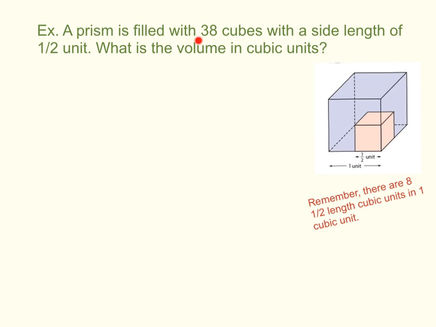A prism is filled with 38 cubes with a side length of half of a unit. What is the volume in cubic units? So, like our jewelry box had 84 cubic units, say this prism has 38. And to find the cubic units, we're just going to take that number and divide it by 8. So 38 divided by 8 equals how much our cubic units is.